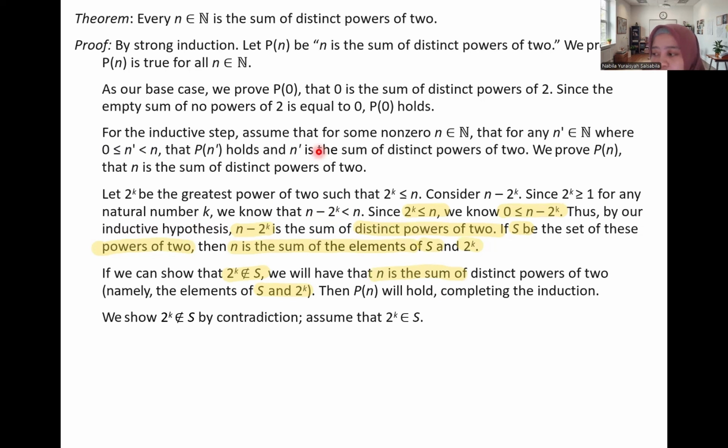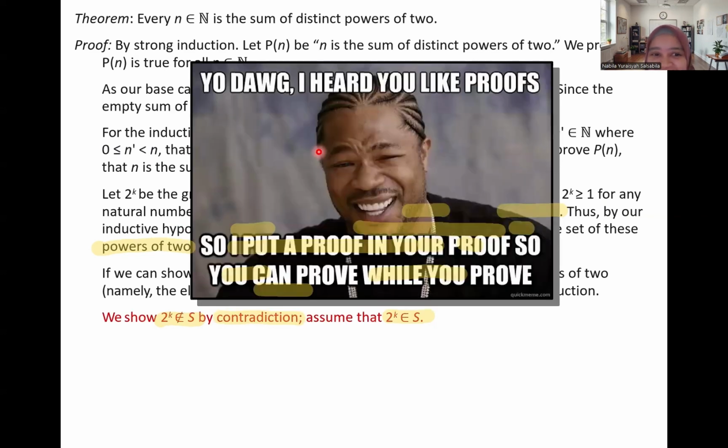So we show that 2^k is not an element of S by contradiction. We assume that 2^k is an element of S, and we prove by that contradiction. So, okay, this might be very, very confusing because we put a proof inside a proof.